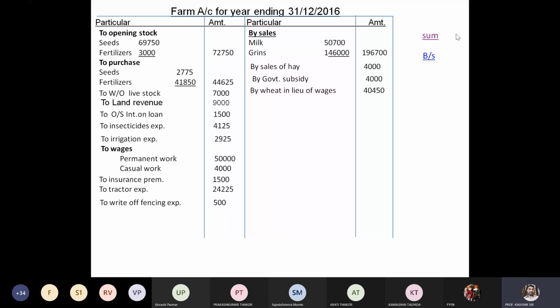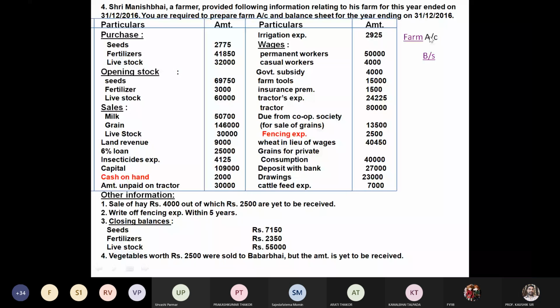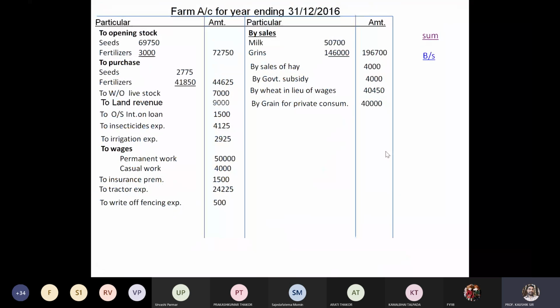Go to the sum. Grain for private consumption 40,000. It is also credited to the farm accounts. Grain for private consumption.